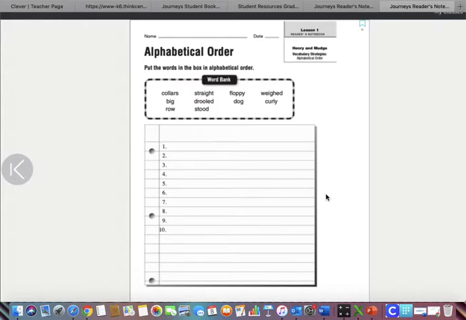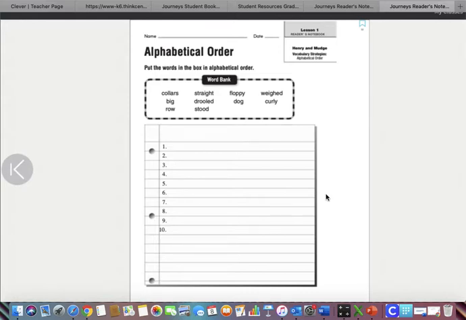So I'm going to read these words real quick just so we're familiar with them. I'm going to go across the rows. We have collars, straight, floppy, wade, big, drooled, dog, curly, row, and stood. And remember, sometimes the words start with the same letter, but we have to look at the second letter or sometimes even the third letter to make sure that we put them in the correct order.